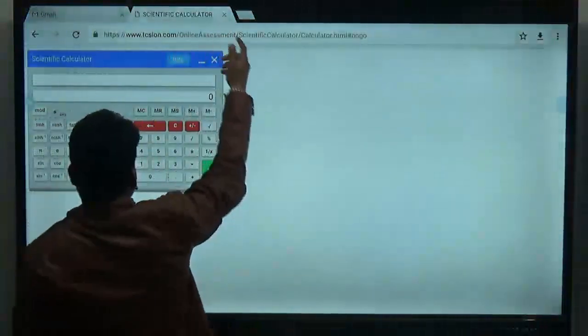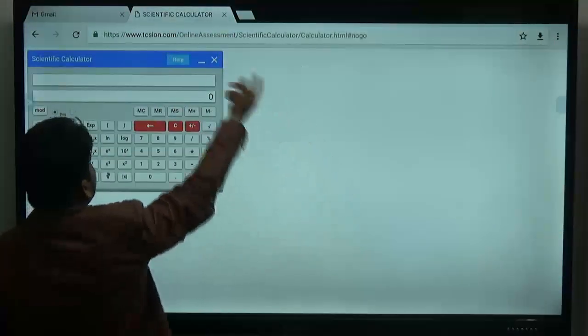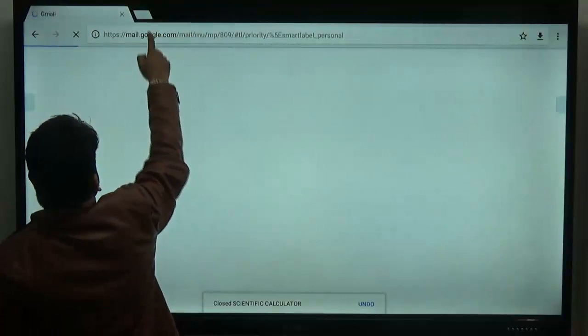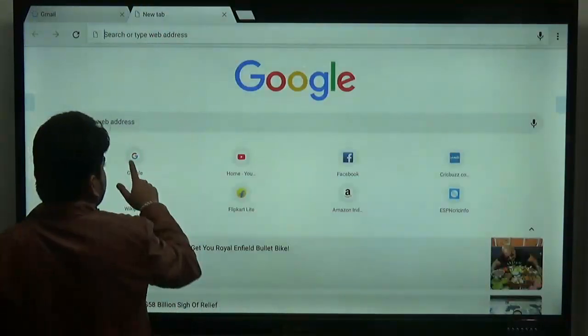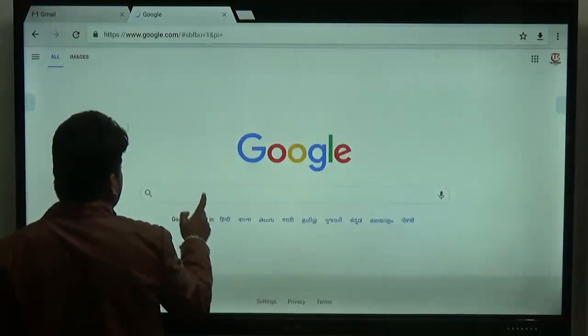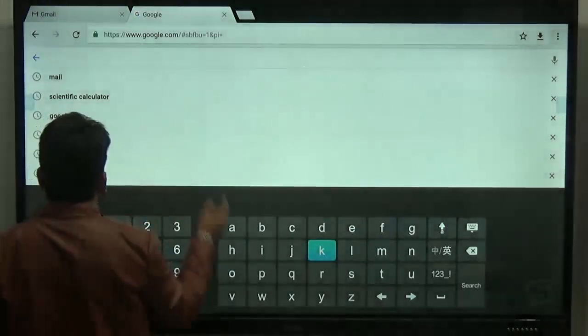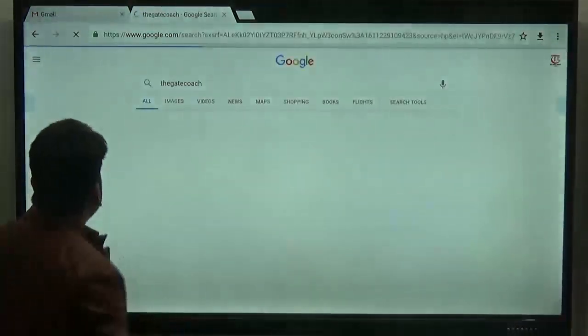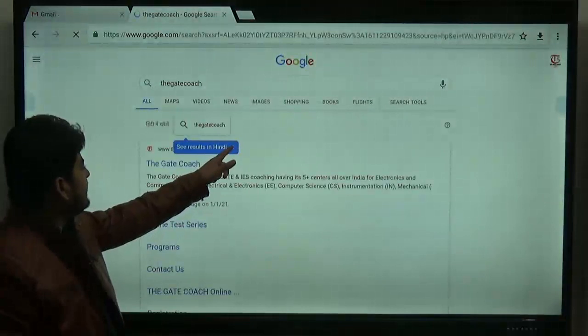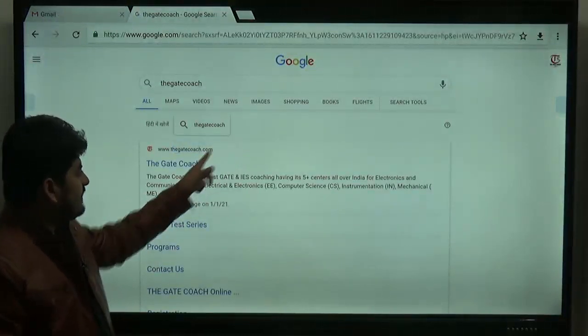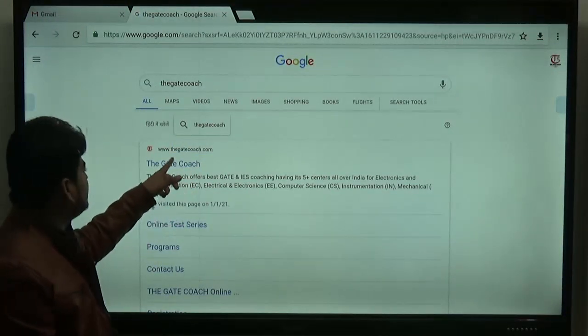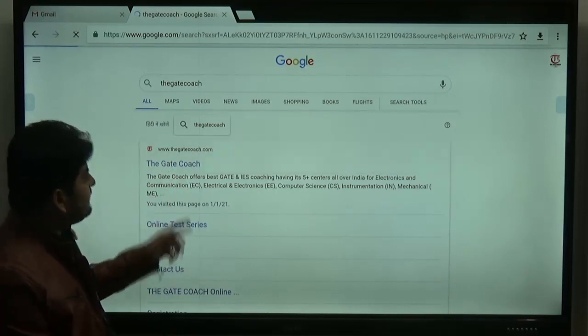So what you need to do, just on Google type the GATE coach. The first link will be our website, thegatecoach.com. On that website you will go.